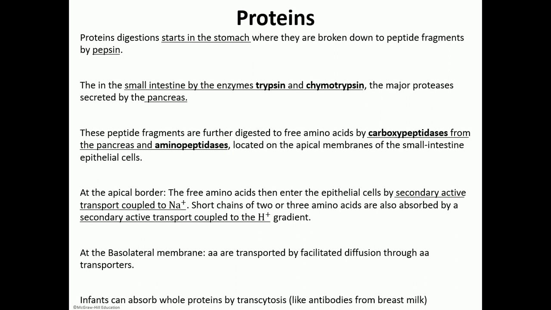So how is it that we are going to absorb these amino acids? We'll take a look at how that happens.